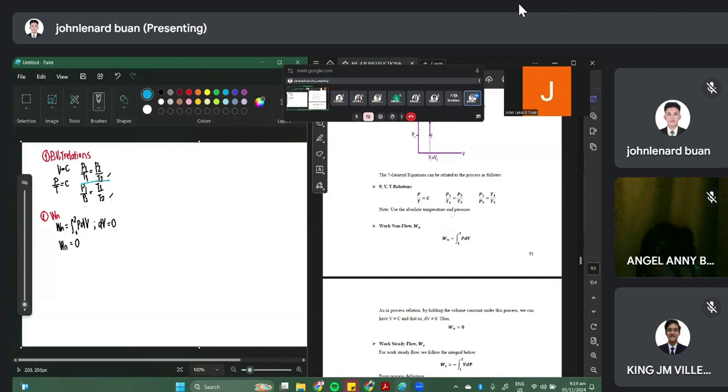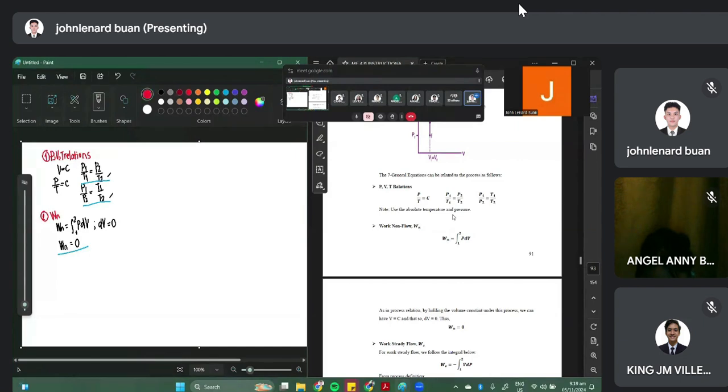Okay, so these are our possible equations. Please take note that even if work non-flow under an isochoric process is 0, it can still be asked in problem solving. Okay po, so please take note of that. If ever that is the question in the problem, all you have to write is 0. That will be the value of work non-flow under an isochoric process.